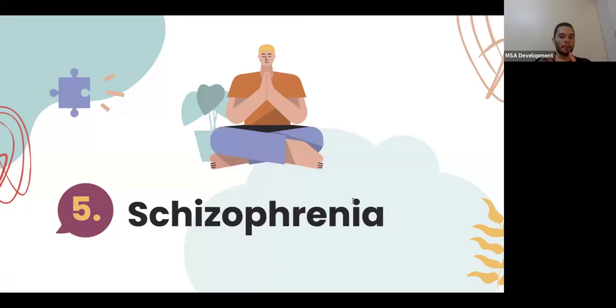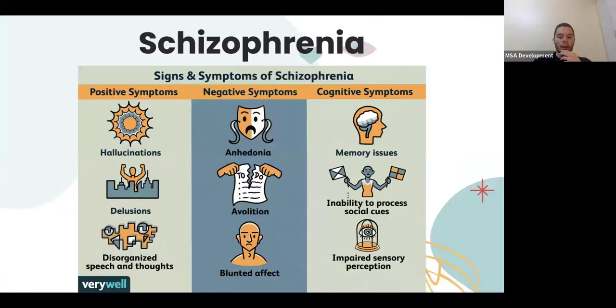Now cognitive symptoms. They'd have memory issues. They would be unable to focus or process social cues. They have impaired sensory perception. All of those are cognitive symptoms. For negative symptoms, try to remember something: thought blocking is an example of a negative symptom.